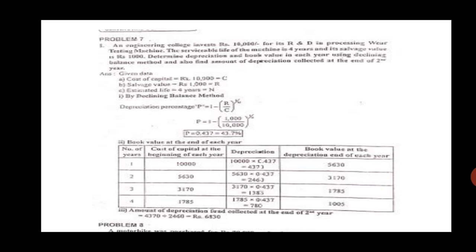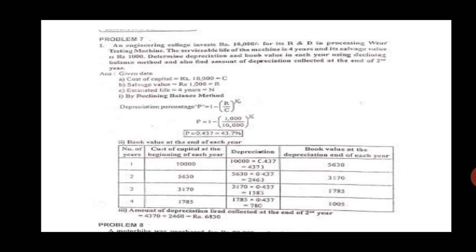A simple formula for the declining balance method is depreciation percentage P is equal to 1 minus (R divided by C) raised to 1 by N, is equal to 1 minus (1,000 divided by 10,000) raised to 1 by 4. You get P is equal to 0.437, that is 43.7 percentage. Now here the percentage is fixed. The amount is not fixed, but the percentage is fixed, and this will be taken for the book value of each year. Now we will see book value at the end of each year.